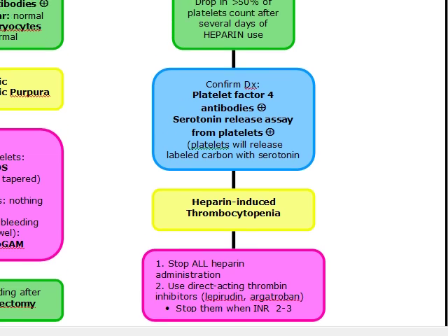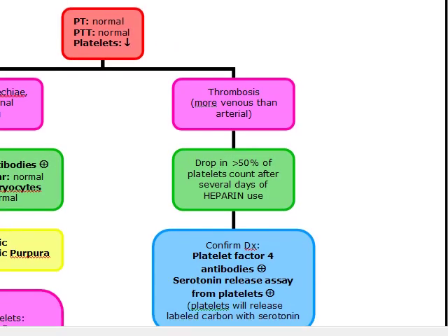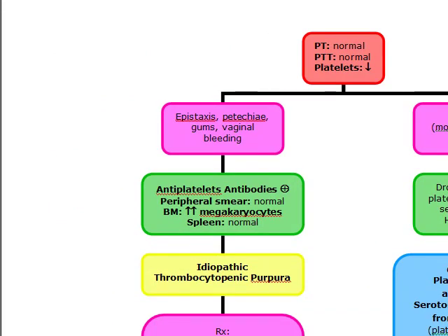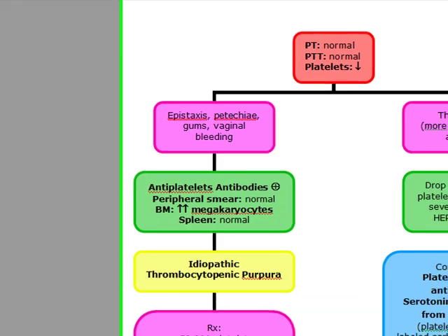And this is going to go over the coagulation cluster of a normal PT, a normal PTT, and a platelet count that's decreased. And these are going to be the most important platelet disorders that we want to know.